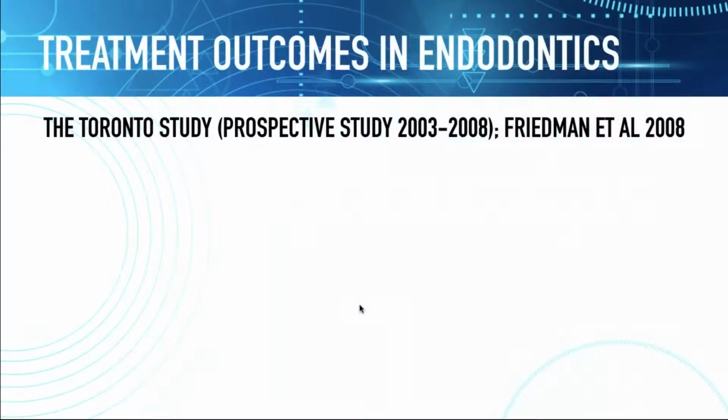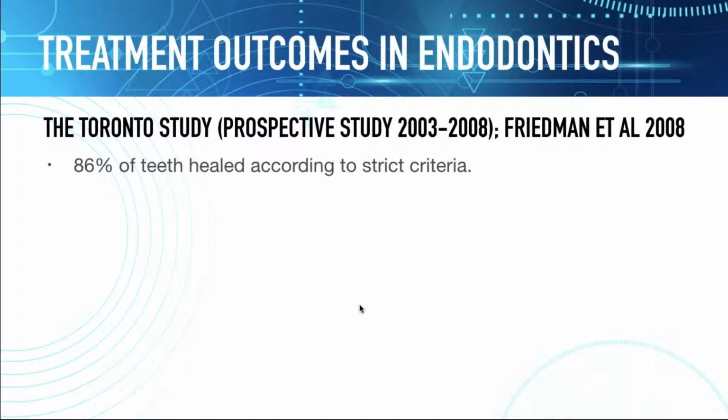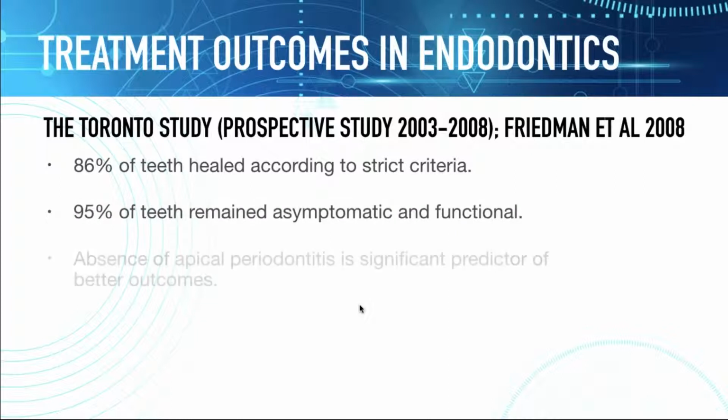Now, there are many studies, but one that is very close to my heart is the study done at the University of Toronto between 2003 and 2008 by Dr. Friedman and his group. The highlights of the study basically show that 86% of all teeth showed strict healing according to the strictest of criteria, where you had complete restitution of the periodontal ligament, absence of symptoms, no mobility other than physiological mobility, no pocket, and the teeth were brought back into function.